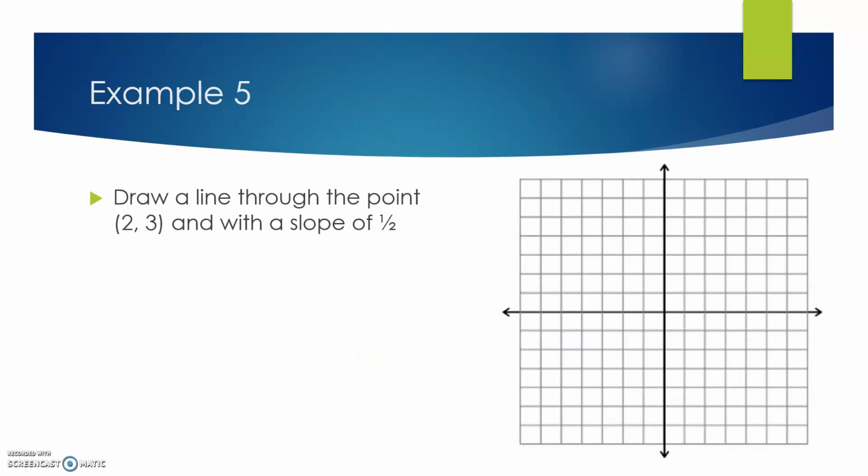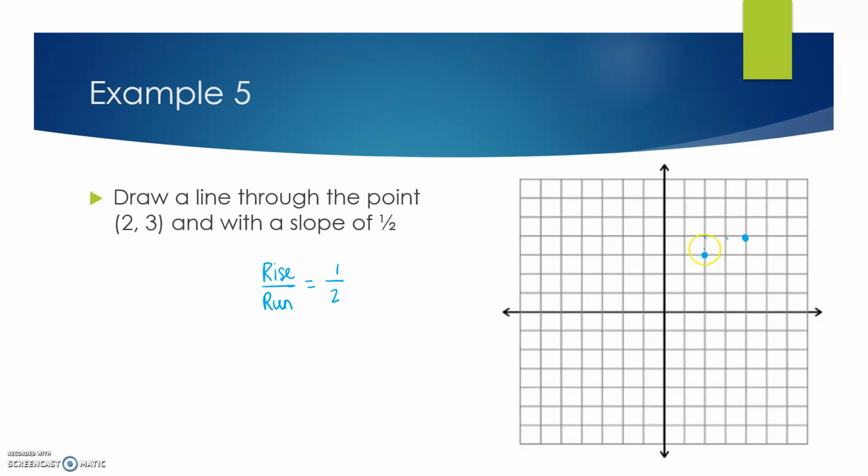All right, so draw a line through the point 2, 3, and with a slope of 1/2. So first I have to graph this point, 2, 3. So I'm going to go over 2 and up 3. And then it's got a slope of 1/2 over up. So what I'm going to do is think about rise over run. So I'm going to rise 1, and then I'm going to run 2.